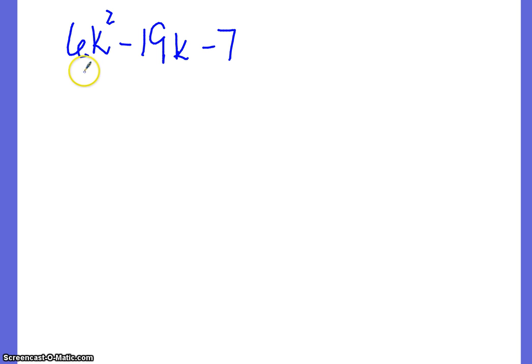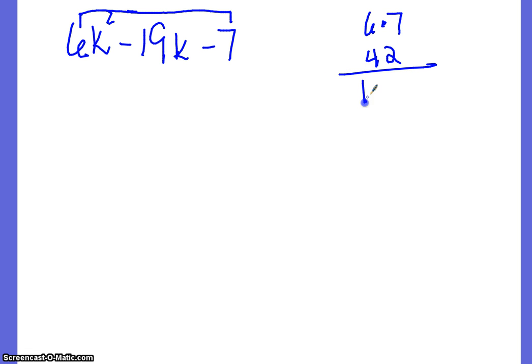So if there's nothing in common, and there is a number in front of the x squared, you're going to have to take the number at the front, and you're going to have to multiply it by the number at the end. So 6 times 7 is 42. So you have 1 and 42. This is what you find the factors of. 2 and 21, 3 and 14, 6 and 7.